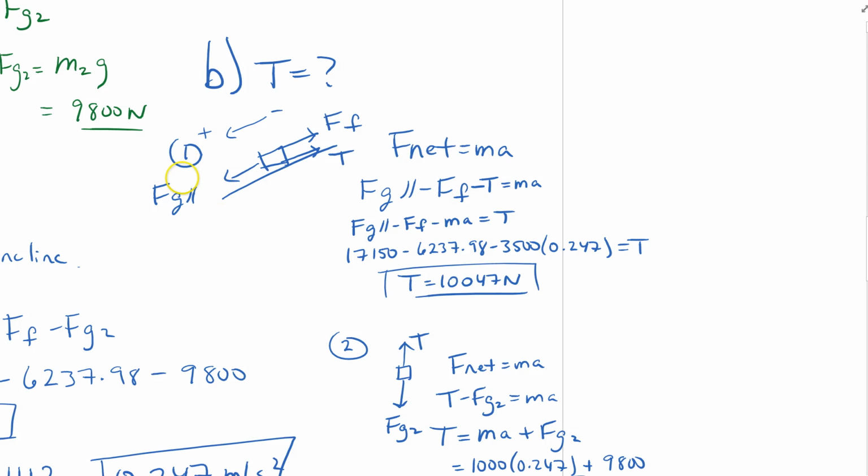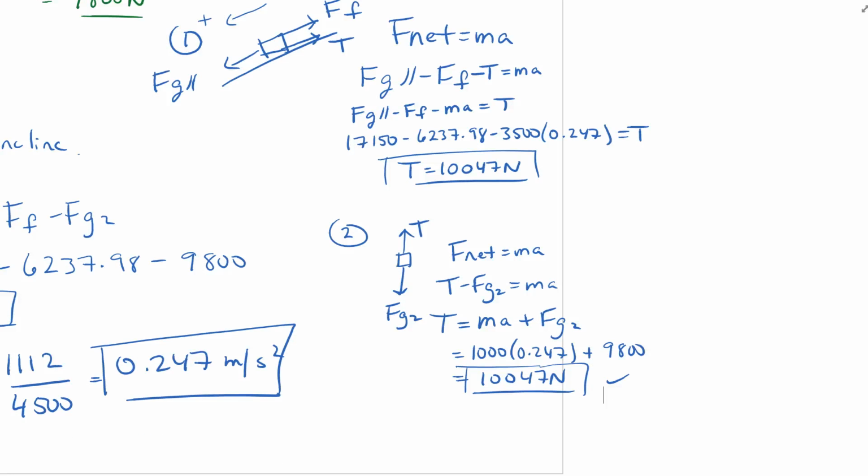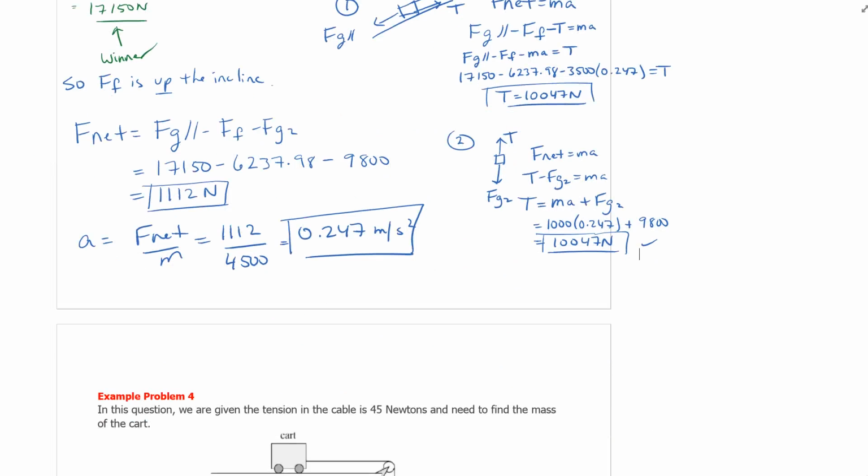but here's a free body diagram of object number 1. And you'll notice in my Fnet equals ma statement, Fnet in the positive direction is Fg parallel, in the negative direction is both force of friction and tension. Rearranging, careful to solve for T properly, I get 10,047, and I do a similar one for object number 2 and I get 10,047 again. Okay, so hopefully you're able to do a little bit of that on your own.